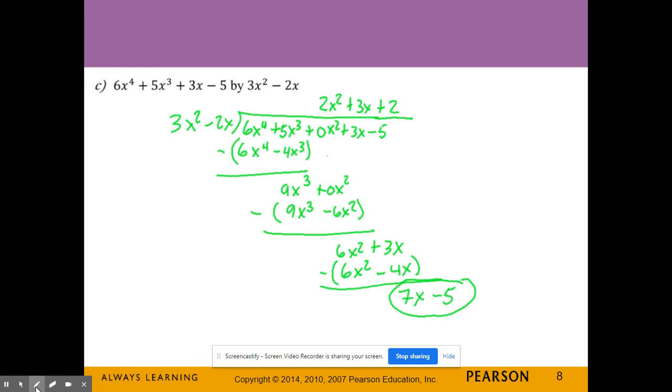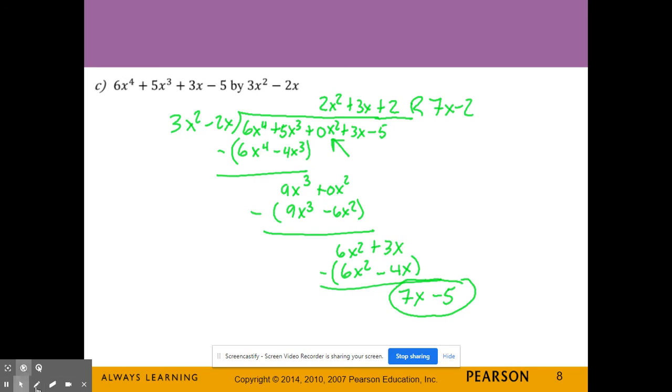Little trick on this one. If you don't remember from last year, you need placeholders. So you need that 0x squared there to work it out. And this one works out a little differently where the remainder is the entire 7x minus 5. But based on what we talked about with the division algorithm, as long as the remainder has a degree less than the divisor, should be okay.